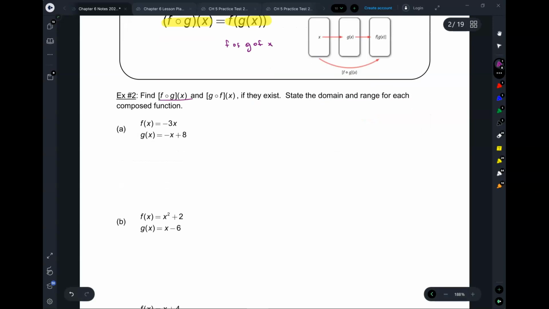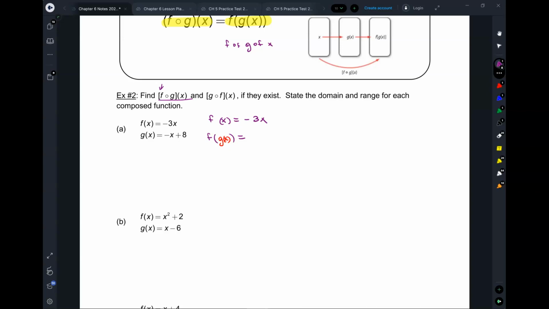The first one says, find f of g of x. When you have f of g of x, the first function, or the outside function, is f of x. So let's start with writing that first outside function. I'm just going to copy it over. f of x is negative 3x. That's the outside function. What I want to find is f of g of x. The reason why I started with f of x is because that's the outside function here.